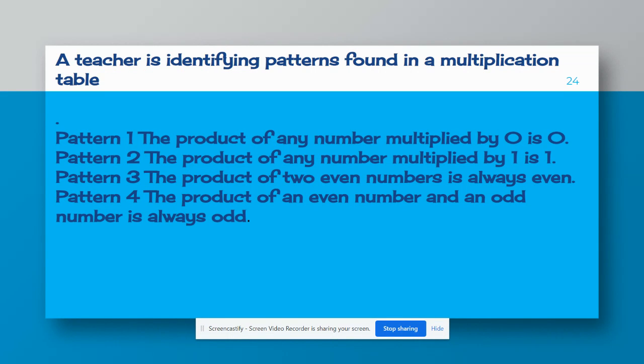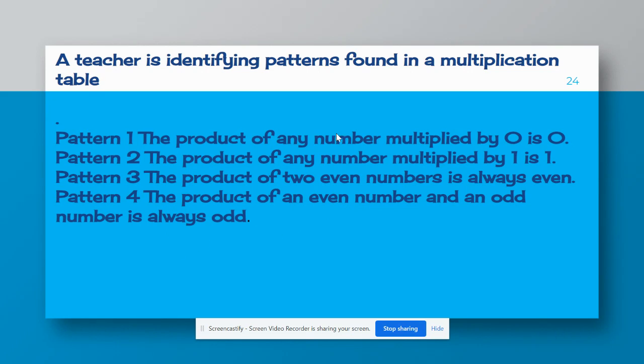Now, this is the last problem for the day. A teacher is identifying patterns found in a multiplication table. And you have 4 patterns. Pattern 1: The product of any number multiplied by 0 is 0. Pattern 2: The product of any number multiplied by 1 is 1. Pattern 3: The product of two even numbers is always even. And pattern 4: The product of an even number and an odd number is always odd.